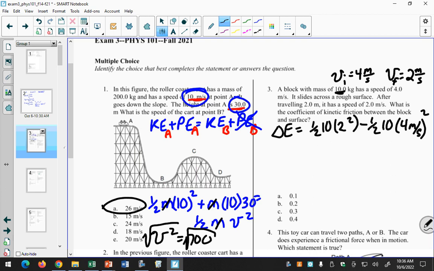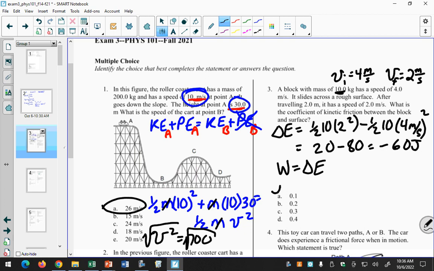So that's going to be 5 times 4, that's 20, minus 5 times 16, what's that, 80. So I lose 60 joules of energy. That's what the negative means, that I'm losing 60 joules of energy. Now that energy is lost because the frictional force acts on this block. So the work is equal to my change in energy.